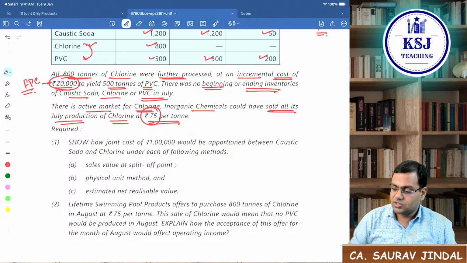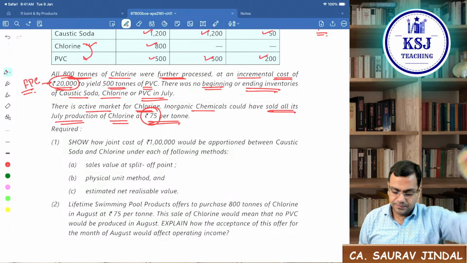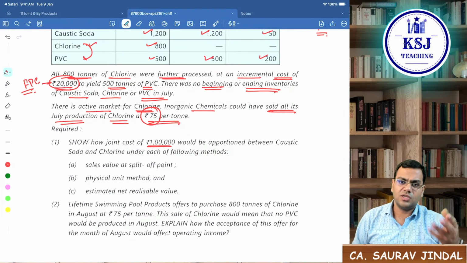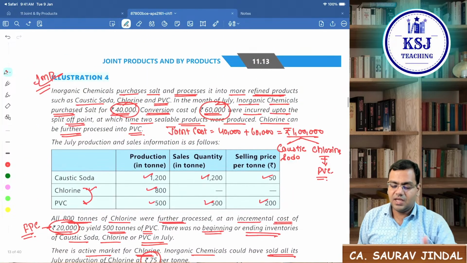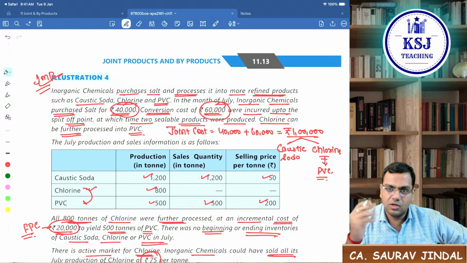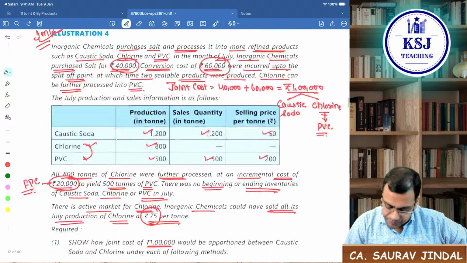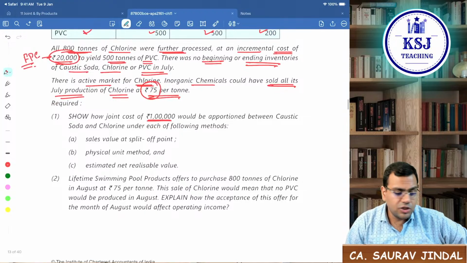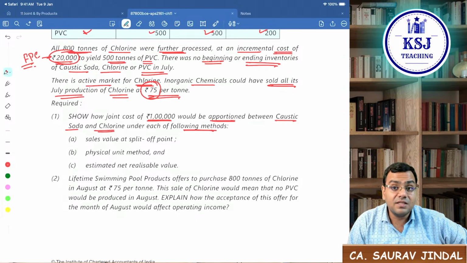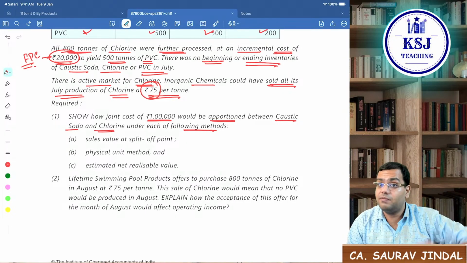Right, you can fetch 75 rupees per ton. Now show how the joint cost of 1 lakh rupees. So here the joint cost they have mentioned. Otherwise, we can calculate like this also: material cost plus the labor cost and conversion cost. Show how the joint cost of rupees 1 lakh would be apportioned between caustic soda and chlorine under each of the following methods. Sales value at split off point.